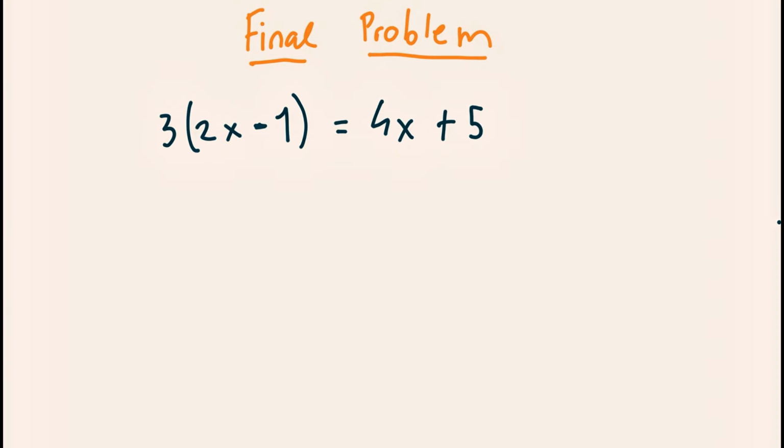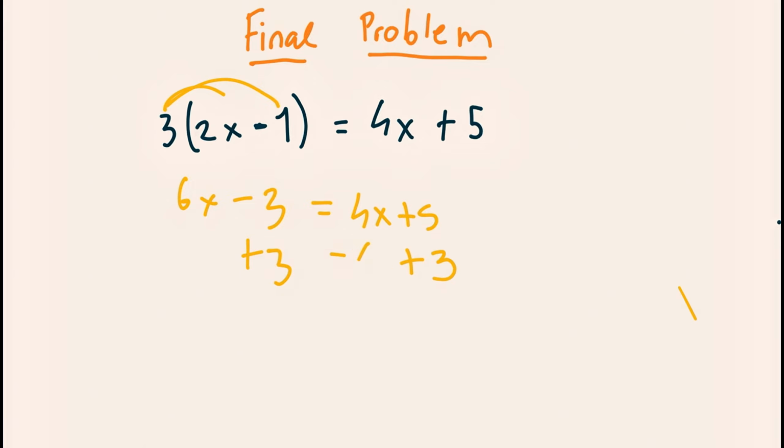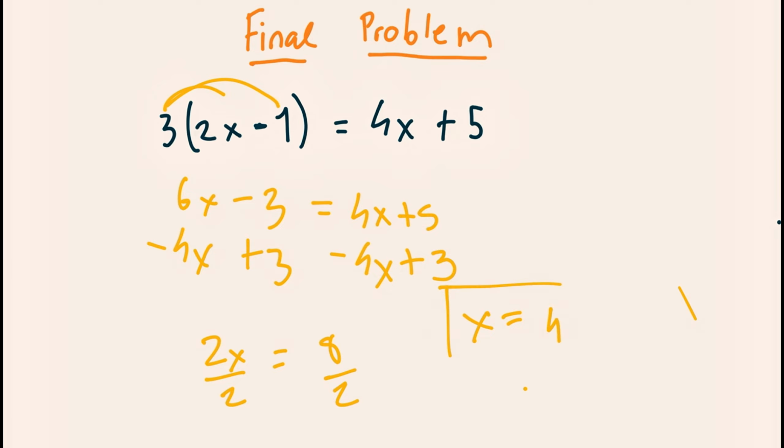Okay, this is going to be your final problem, so I want you guys to try this out. Okay, so let's see here. So 3 times 2x, I just distribute. 6x minus 3 is equal to 4x plus 5. Plus 3, minus 4x. 2x is equal to 5 plus 3, which is also 8, divided by 2. Isolate the variable, and x is equal to 4.